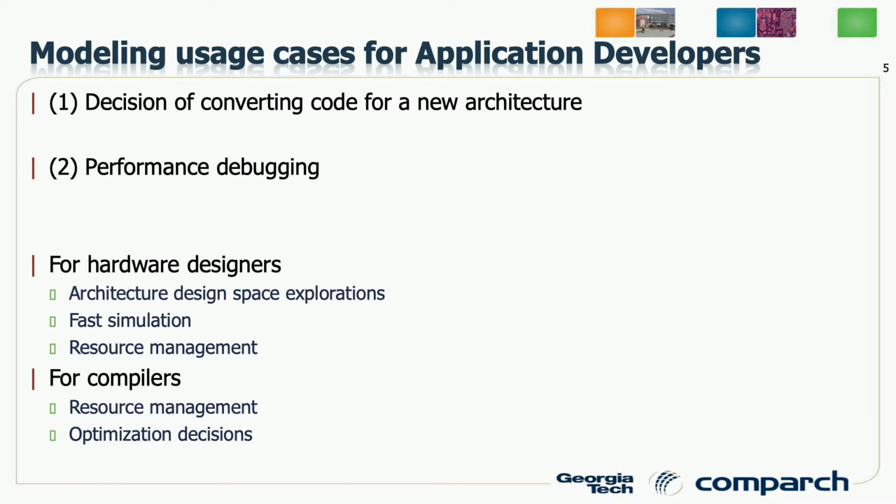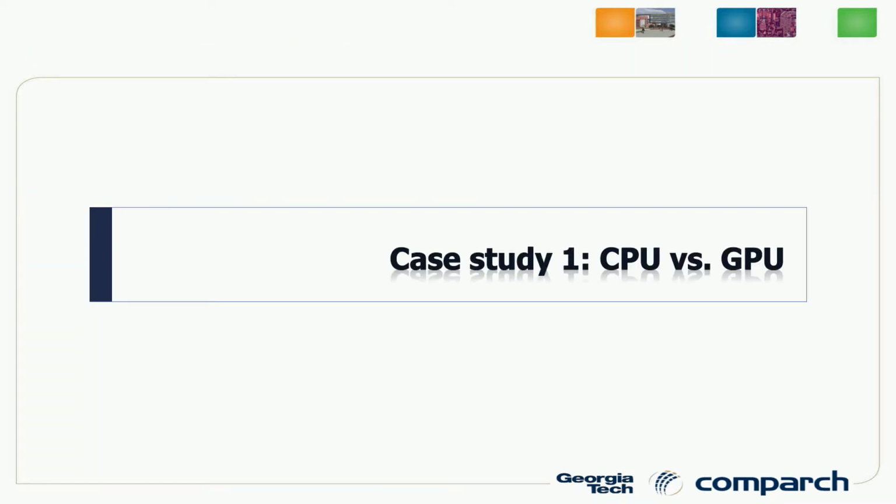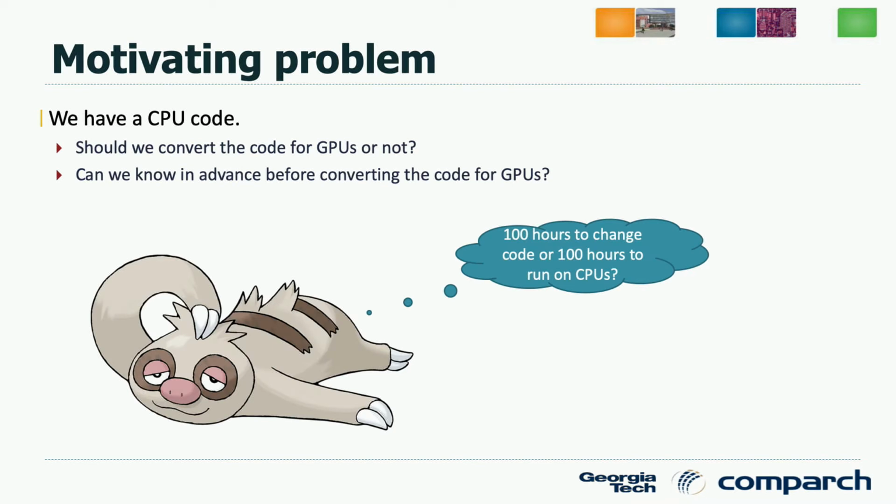And today, I'm going to mostly focus on our group's effort on helping the decision of converting code for new architectures. We have a couple of case studies that I'd like to share with you. The first case study is CPU versus GPU. The motivating problem was, if we have CPU code, should you convert the code for the GPU or not? Can you know that even before we convert the code, because converting code might take 100 hours or thousands of hours? By now, most code is converted to GPU, but it is still questionable whether we want to spend 1,000 hours converting code and get a 2x benefit, or get more performance benefit.